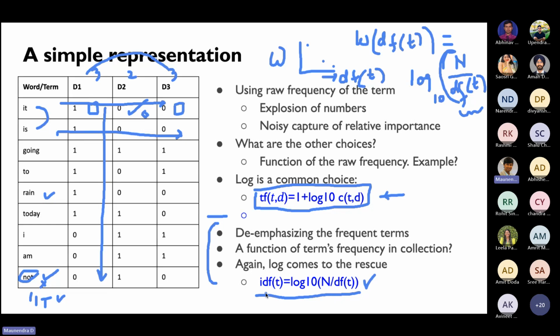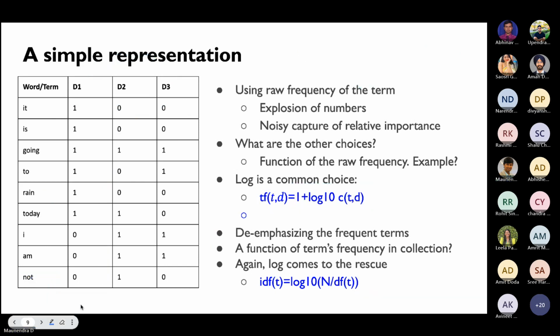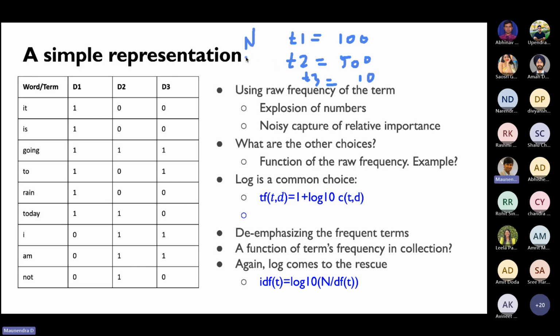So in a collection, again, let me erase all those things. Suppose there is a term T1. Assume that we have a collection of 500 documents. And T1 is a term which appears in 100 documents. T2 is a term which occurs in 500 documents. And T3 is a term which appears in 10 documents. So the number of documents N is equal to 1000. So that's the assumption.